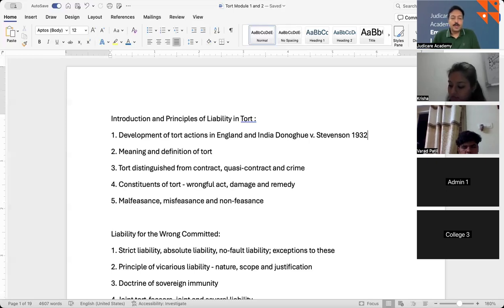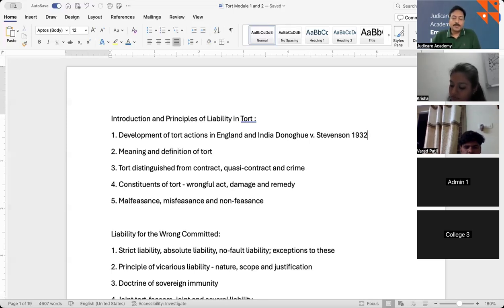So when we say wrongful act, it could be an intentional act or negligence. For example, if we talk about negligence, we can say a driver runs a car through a red light and rams into some person or some vehicle. That is a case of negligence.